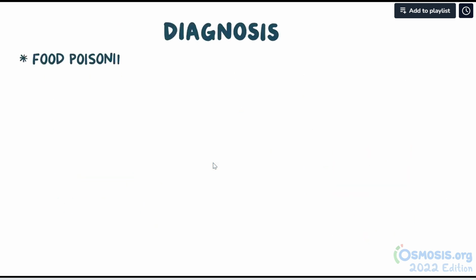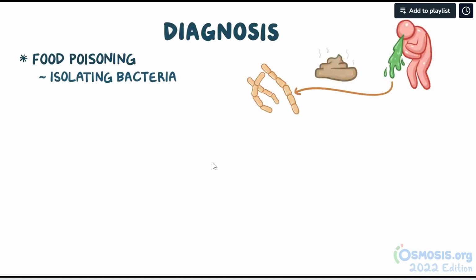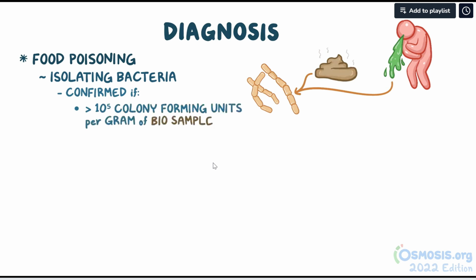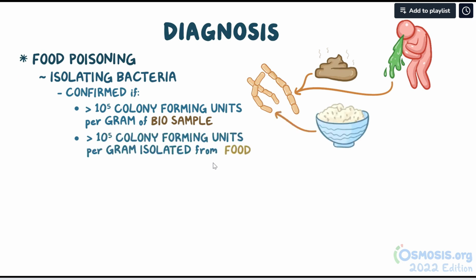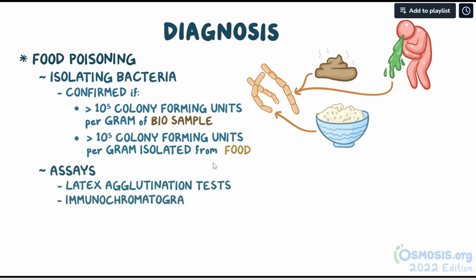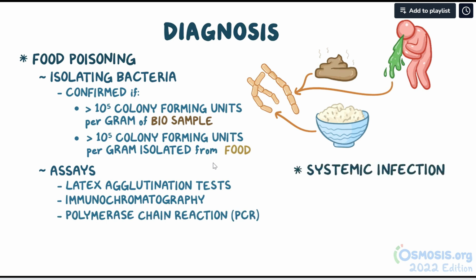Diagnosis of B. cereus food poisoning is done by isolating bacteria from the vomitus or stool. The presence of B. cereus is confirmed only if there are more than 10 to the 5th power colony forming units per gram of biological sample, or if more than 10 to the 5th power colony forming units per gram are isolated from possibly contaminated food like rice or pasta. Another way for testing for B. cereus is to look for its toxins in the food, using assays like latex agglutination tests, immunochromatography, and testing for the presence of the bacteria's genetic material using polymerase chain reaction, or PCR. When a systemic infection is suspected, blood cultures are done to identify the bacteria in the blood.